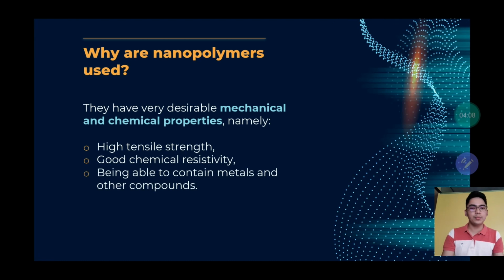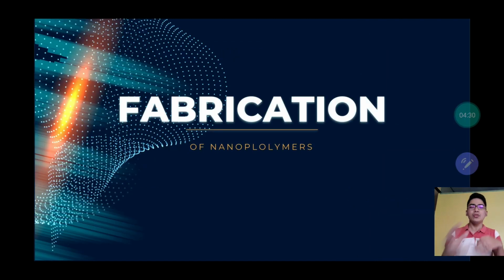So why are nanopolymers used? In the simplest manner, nanopolymers are used because of their very desirable mechanical and chemical properties. These mechanical and chemical properties are high tensile strength, good chemical resistivity, and being able to contain metals and other compounds. So how do we fabricate nanopolymers?